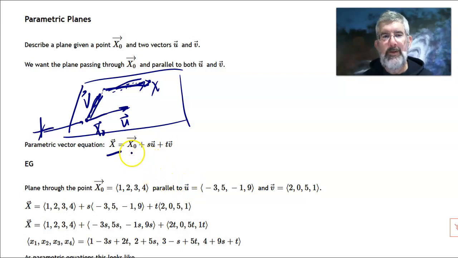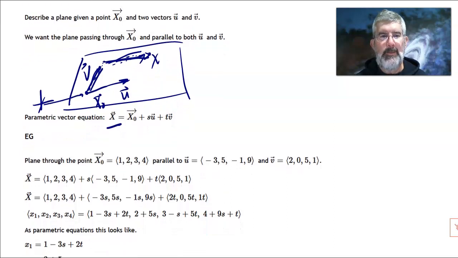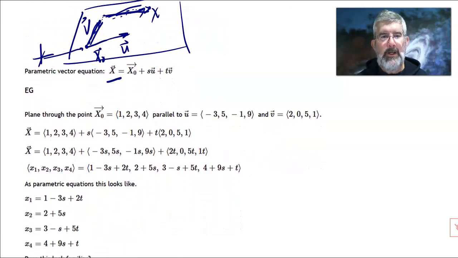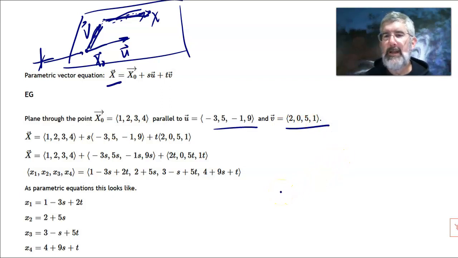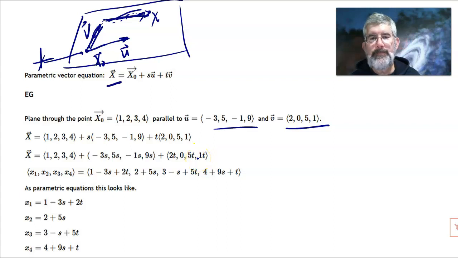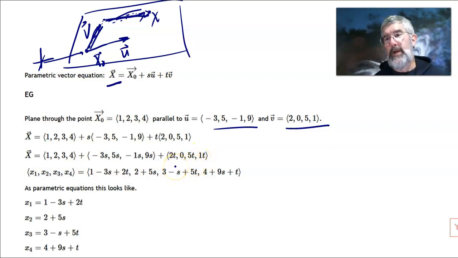Okay, so here's an example. I want the plane through the point, this will be in R4, the point 1, 2, 3, 4. I want the plane parallel to the vector -3, 5, -1, 9 and the vector 2, 0, 5, 1. So, according to the formula, what I have is the point that it goes through plus s times the first parallel vector plus t times the other parallel vector. This will describe a plane in R4.